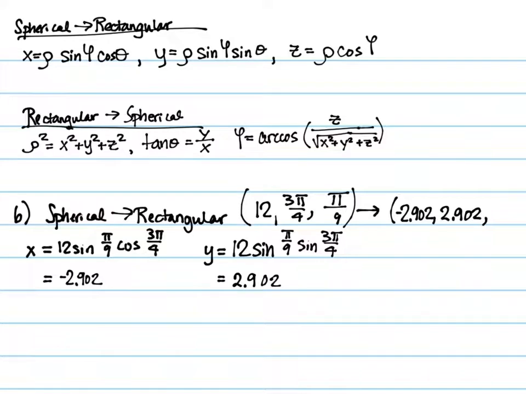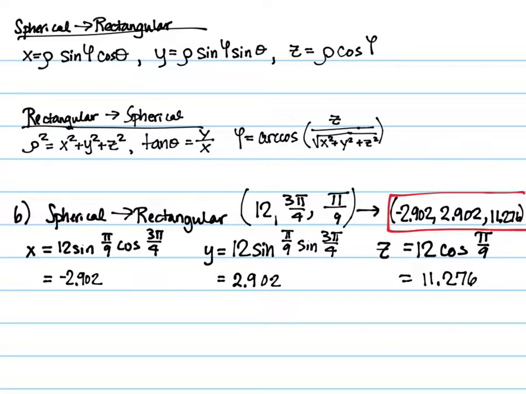And the last one, z. So z is rho, 12. And then the cosine of phi, and phi was the pi over 9. So what is 12 cosine pi over 9? 11.276. Yep. So this would be our ordered triple. Okay, any questions?